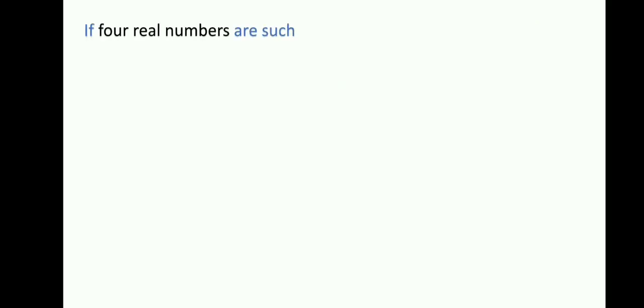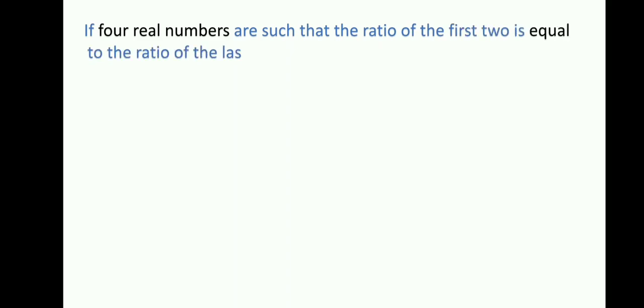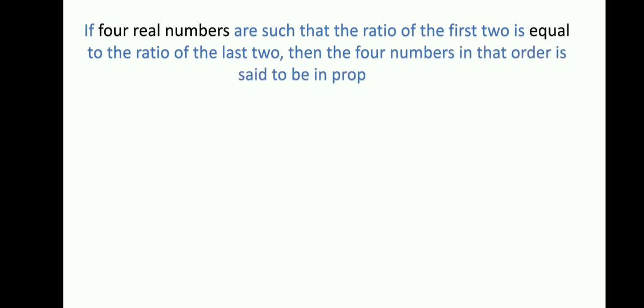Now if four real numbers are such that the ratio of the first two is equal to the ratio of the last two, then the four numbers in that order are said to be in proportion. Two important things here: real numbers. In ratios we will not have a positive or a negative, it has to be a real number and generally it has to be positive. If four real numbers are such that the ratio of the first two numbers is equal to the ratio of the second two, then we say they are in proportion.